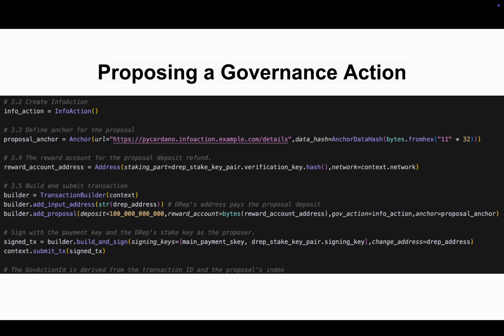The most critical step is signing. You must sign with two keys: the DRep stake key to authorize the proposal and a payment key to fund the deposit. After submitting, the transaction yields a unique GovAction ID. This ID is essential, as it's what voters will use to find and cast their ballots on this specific proposal.